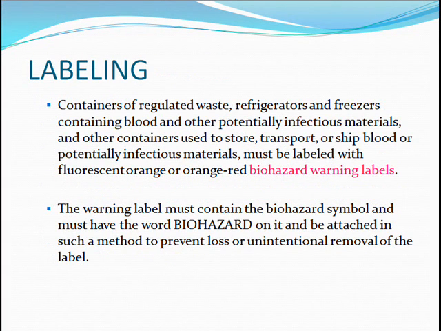Labeling. Containers of regulated waste, refrigerators and freezers containing blood and other potentially infectious material, and other containers used to store, transport, or ship blood or potentially infectious material must be labeled with fluorescent orange or orange-red biohazard warning labels. The warning label must contain the biohazard symbol and the word biohazard, and be attached in such a method as to prevent loss or unintentional removal of the label.